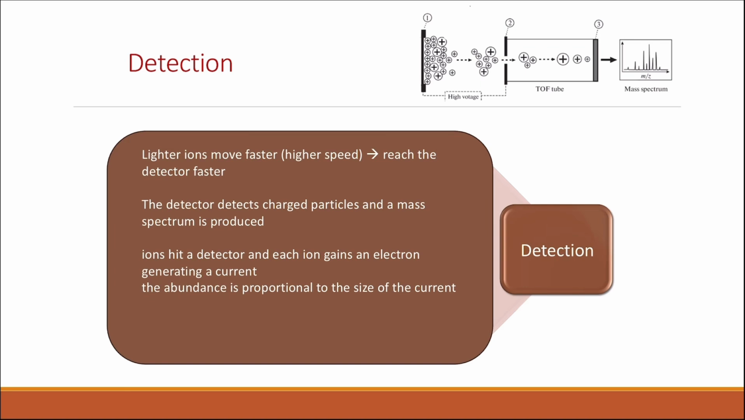And then the detection, what you need to know about the detection. The ions are going to hit the detector, and each ion will gain an electron, generating a current, and the abundance of each particle is proportional to the size of the current. This is how we find the abundance of the different particles or different ions in the mass spectrometer.